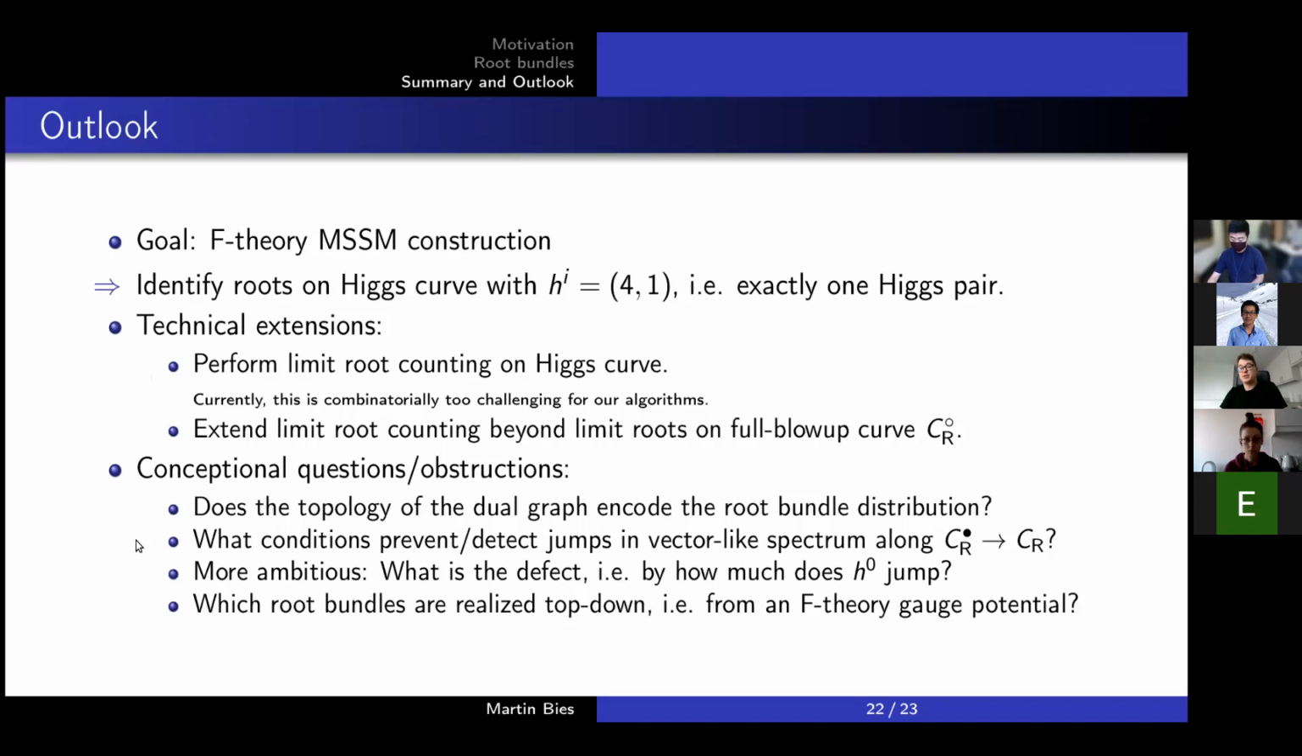Then there's conceptual questions about the transition from the nodal to the smooth curve, circulating around the jumps, find good conditions for that to happen on genus 1 or larger curves, or even classify the defect of that. And last but not least, and probably the most crucial question here, but also the most challenging one, is to think about these top-down conditions, i.e. which root bundles do you really obtain from an F-theory gauge potential.